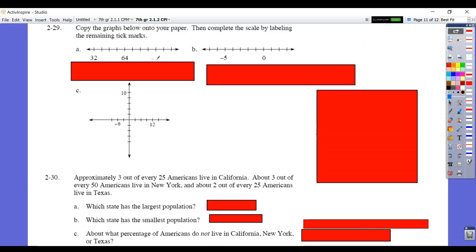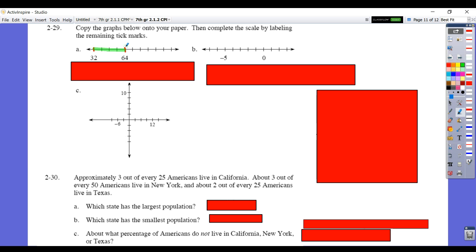For 229, they want you to copy these graphs onto your paper and complete the scale by filling in the remaining tick marks. So for example, for A, we know this value is 32 and this value is 64. We did a little bit of this last year, but to remind you, you're going to count the number of spaces between them, which is 1, 2, 3, 4 spaces. First you say to yourself, what is the difference between these two numbers? And then you divide that by 4. That tells you what you're going up by.